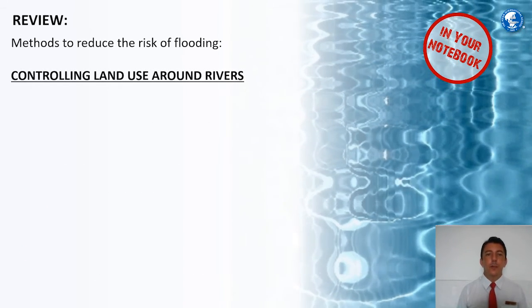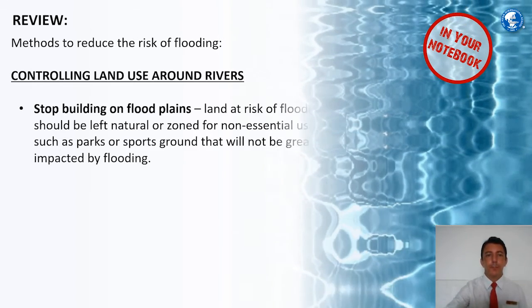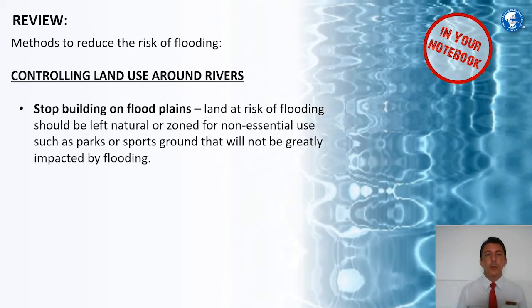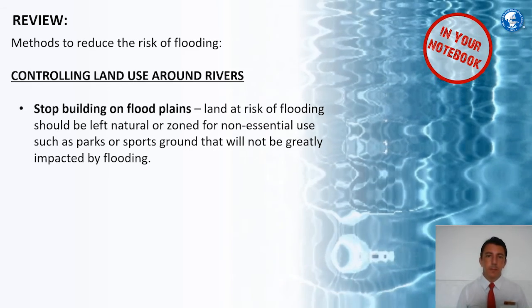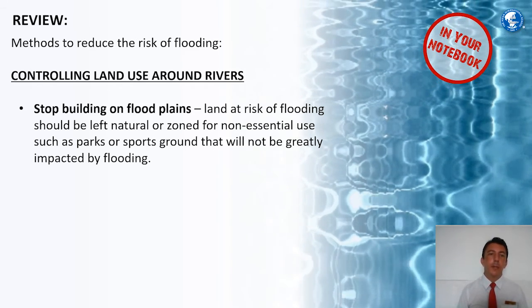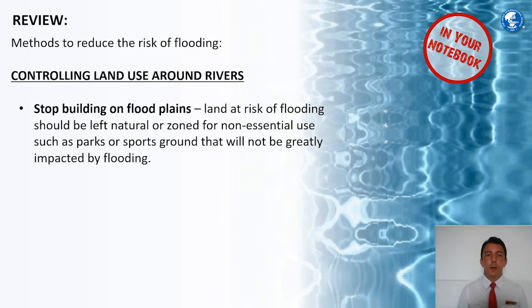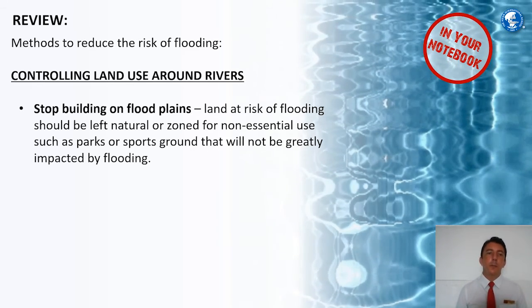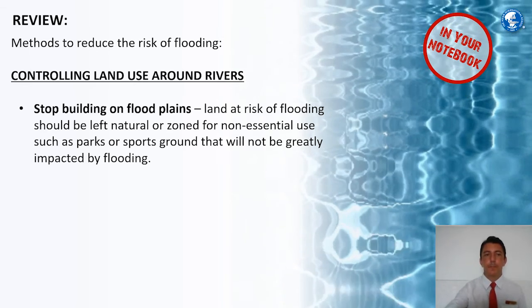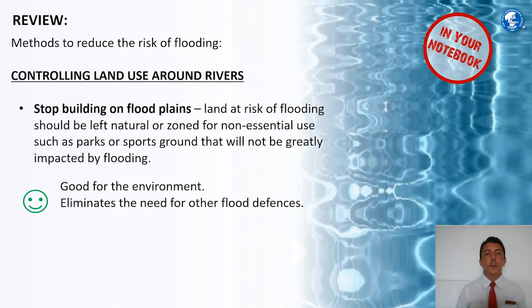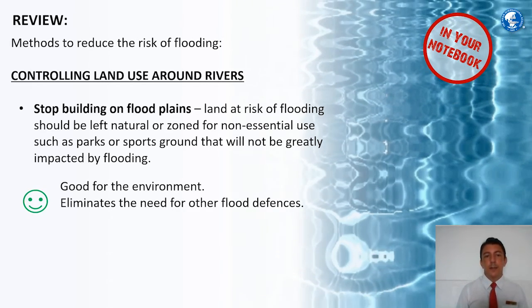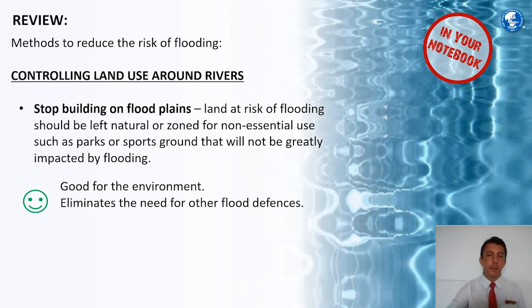So controlling land use around rivers. So one thing we can do is stop building on floodplains. So land at risk of flooding should be left natural or zoned for non-essential use, such as parks or sports grounds that will not be greatly impacted by flooding. This is good for the environment as it eliminates the need for other flood defenses.